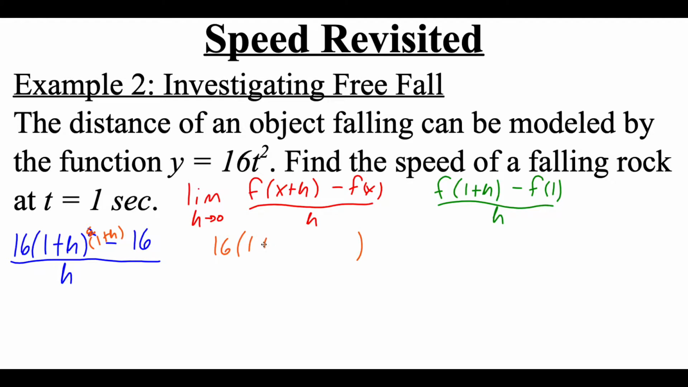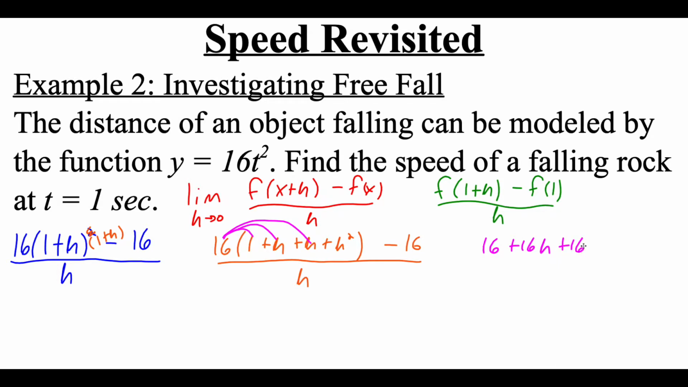1 times h is h. h times 1 is another h. And then h times h is h squared. Still have this minus 16 on the back end. And this is all still over h. If we look at distributing the 16 in, 16 times 1 is 16. 16 times h is 16h. 16 times this other h is another 16h. 16 times h squared is 16h squared. And then we still have this minus 16 hanging out on the back end, and this is all still over h.